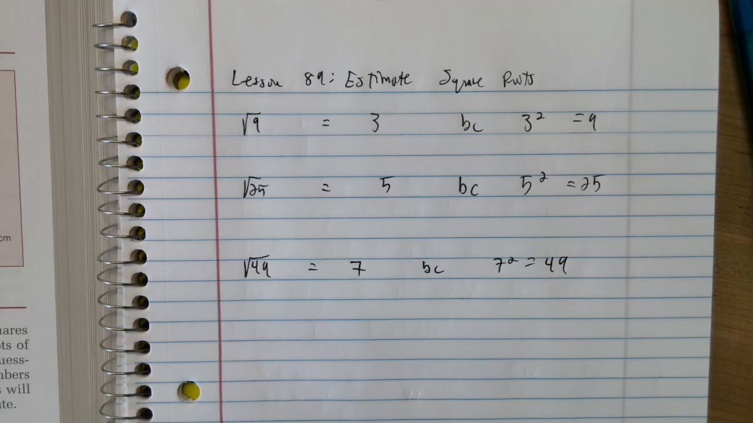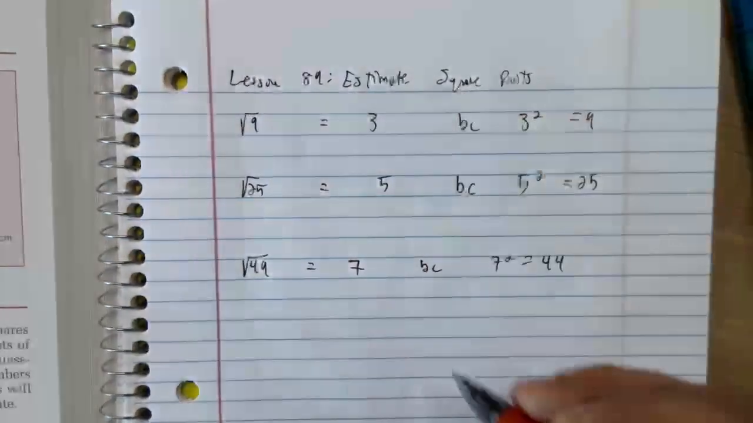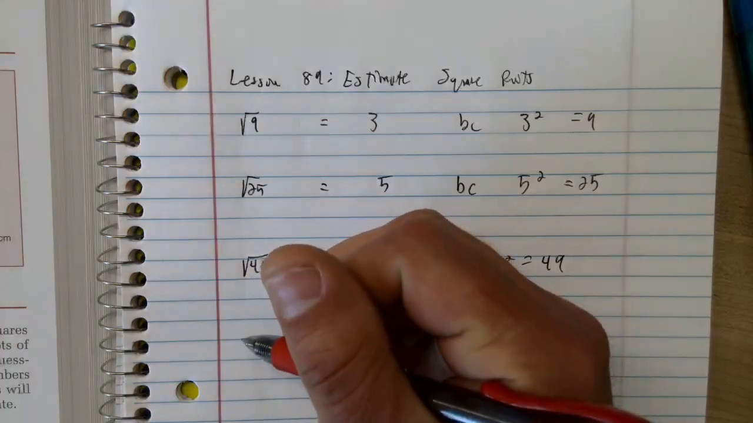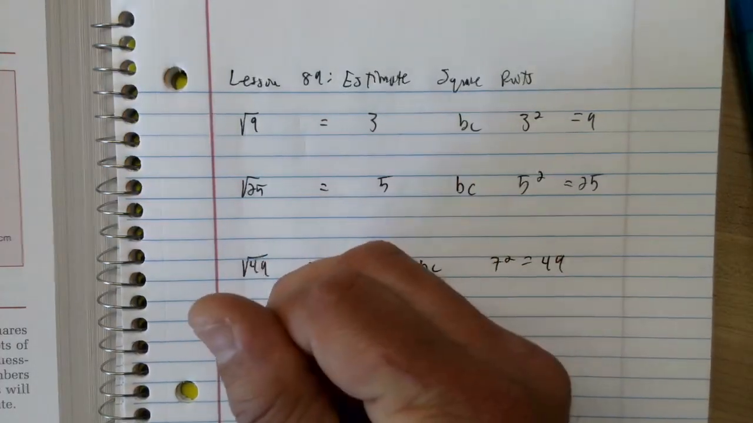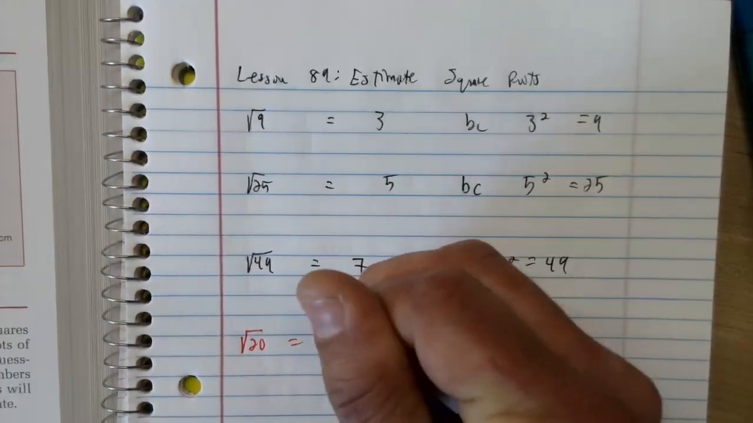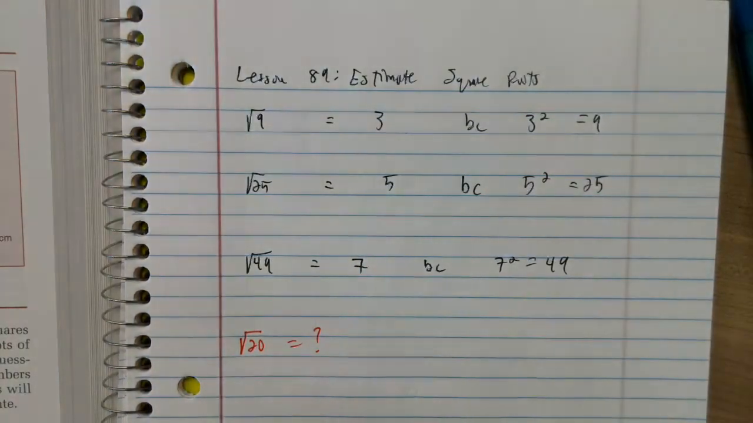Can you do that with any number? No. You can't do a prime number. True, you can't do any prime numbers. But what if I asked you something like the square root of 20? 4? Or 5? I don't know.